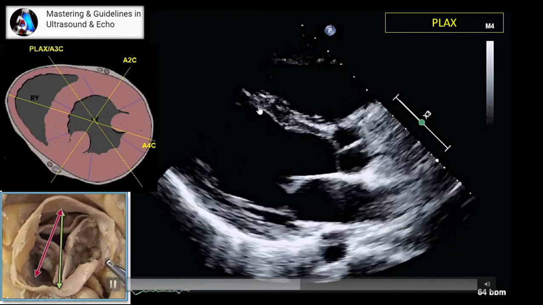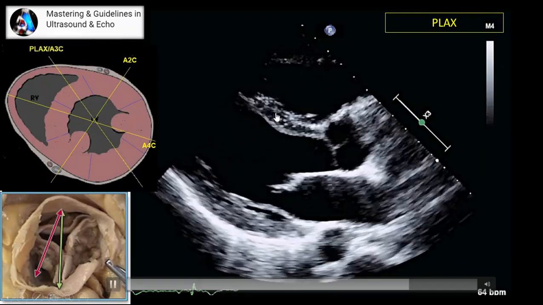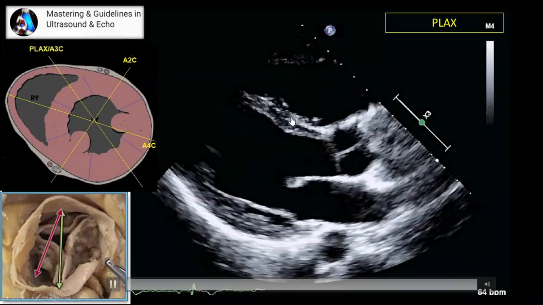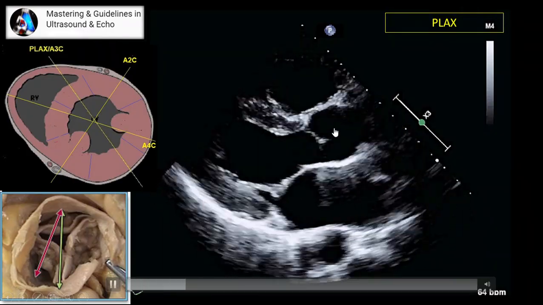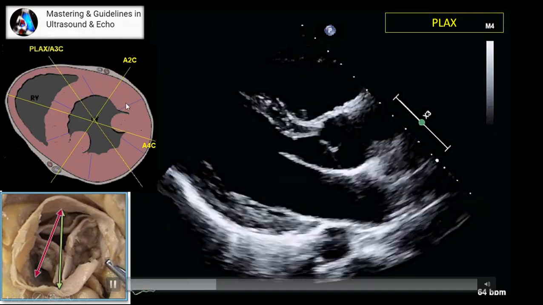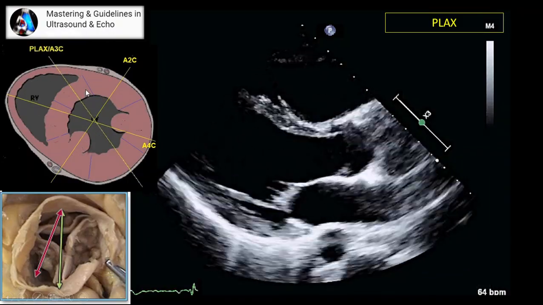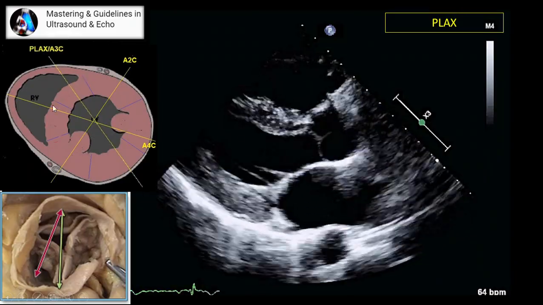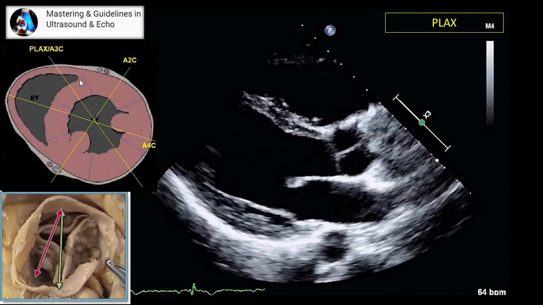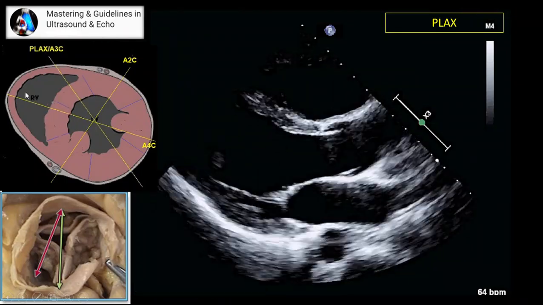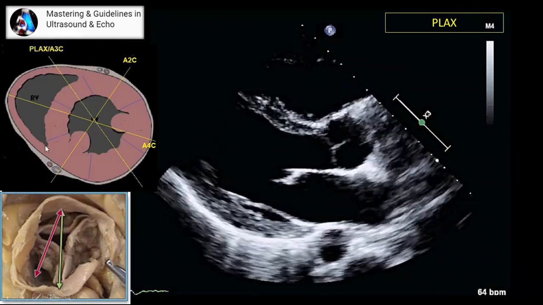We call it IVS, and usually we don't call it septum. Even though this is the interventricular septum, we don't call it interventricular, and we don't call it septum alone in the PLAX view. Why? As you see in the cross section of the heart in this short axis, this part of the left ventricular myocardium here is the IVS, or interventricular septum, that is common between the right ventricle and left ventricle.